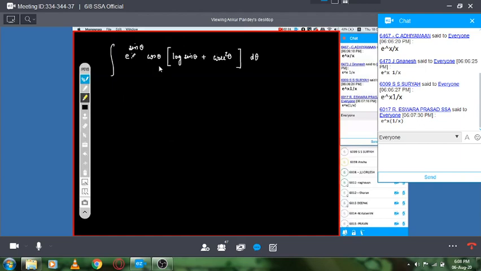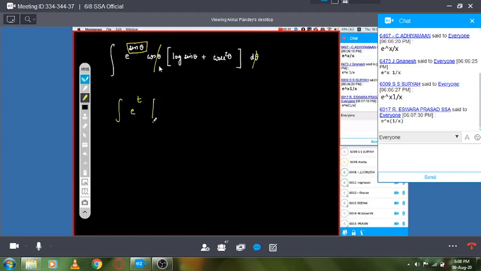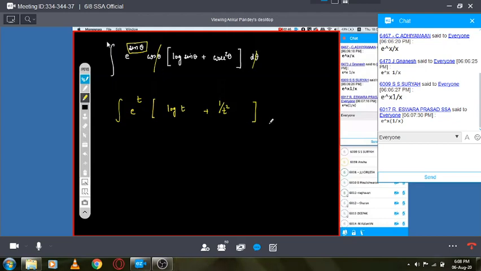The first thing you have to do is eliminate: put sine theta equal to t. So you'll get cos theta d theta equal to dt. So this question will get converted to e to the power t in the bracket log t plus 1 by t square dt.